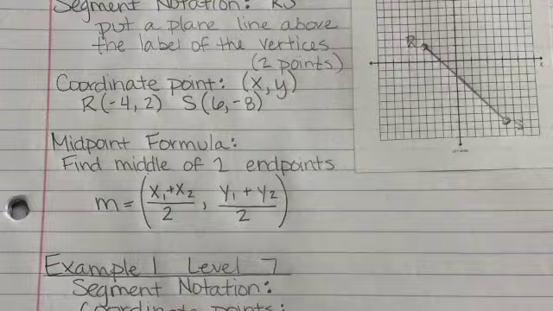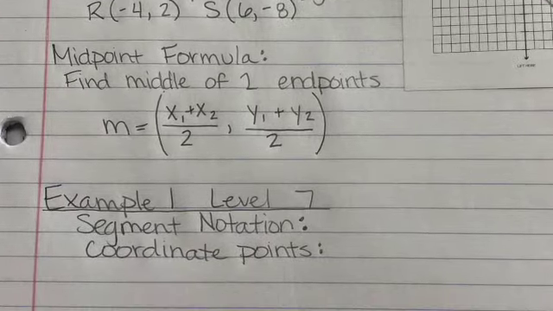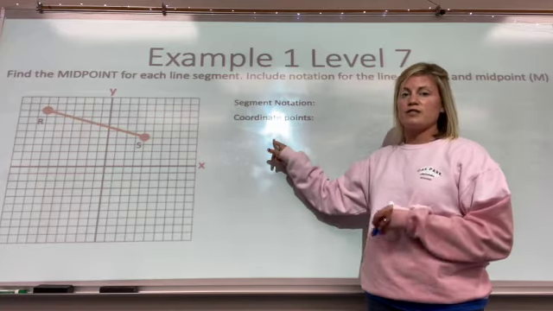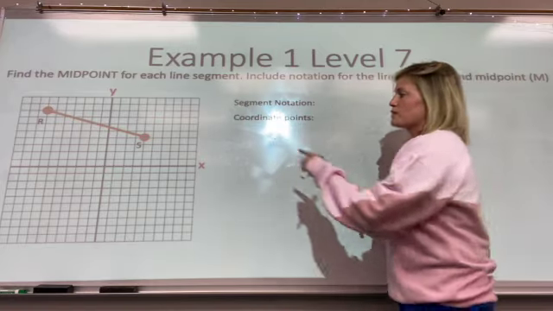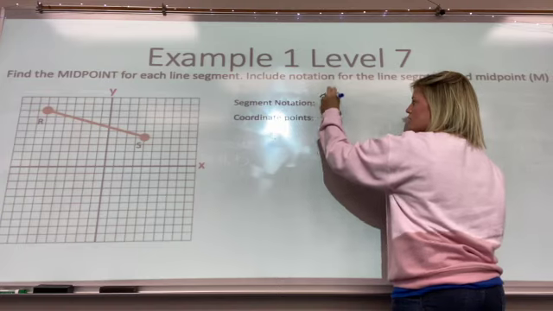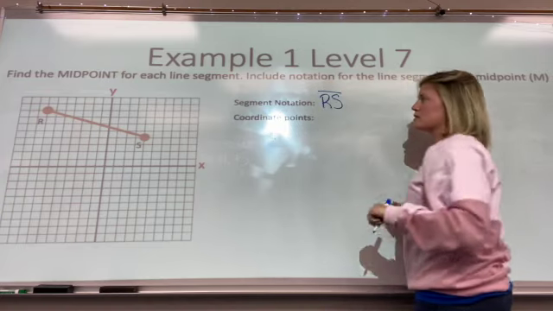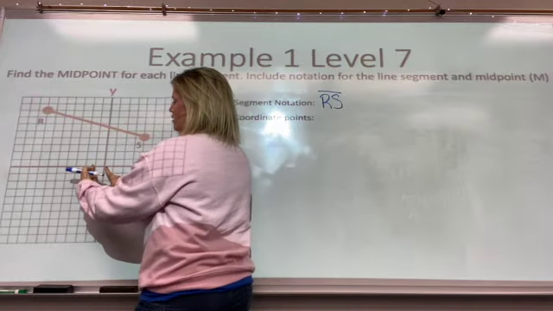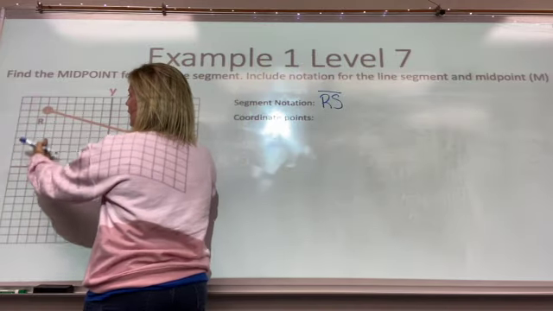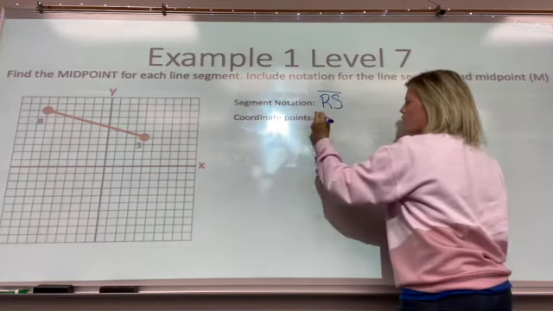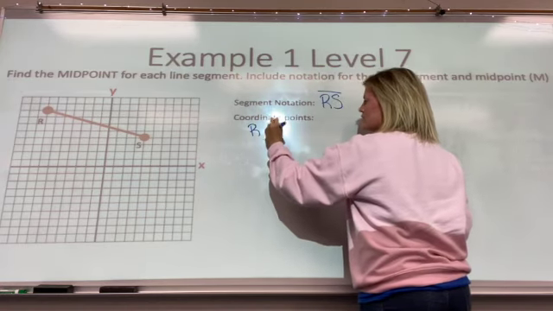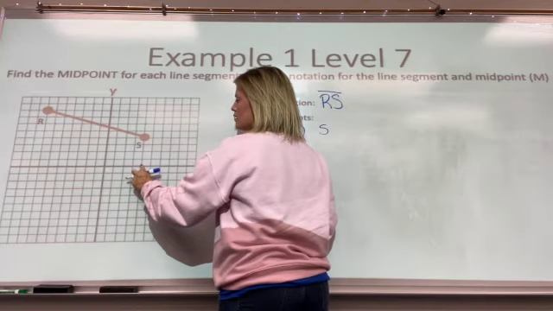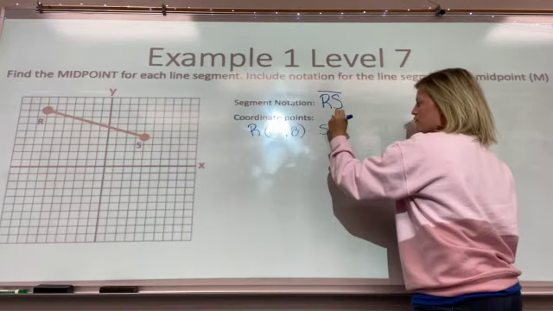Now take this opportunity to write down example 1, level 7, underneath your notes. We need to copy down the segment notation and the coordinate points. So the segment notation is going to be R S with a line above it, and it's a line segment. For our coordinate points, if I count to R, we're going backwards 7 and up 8. So R will be (-7, 8). Point S is at (4, 4).